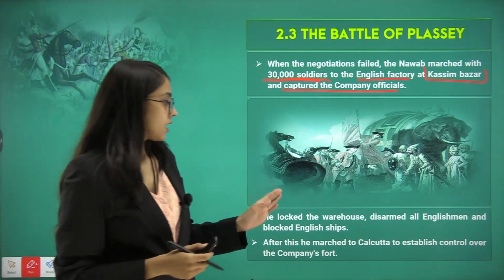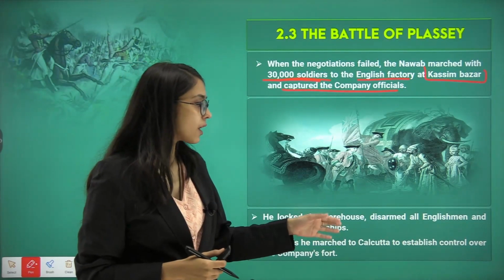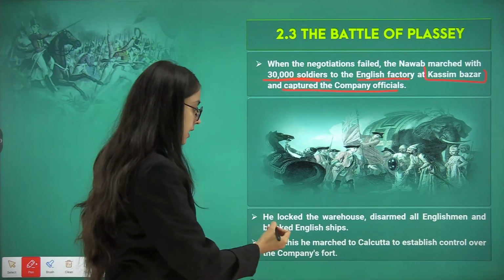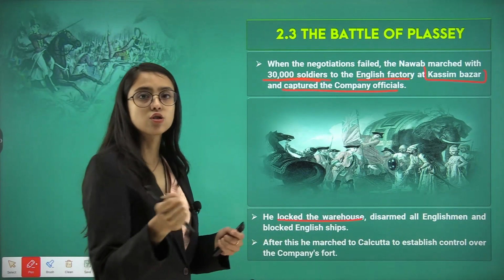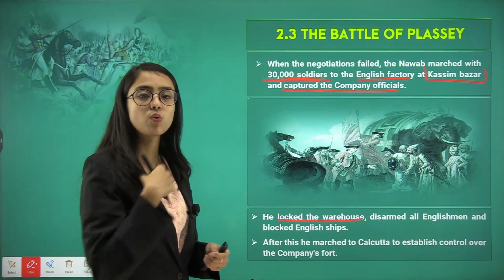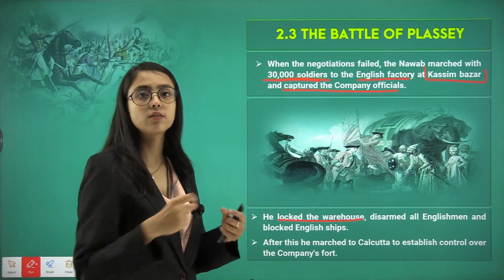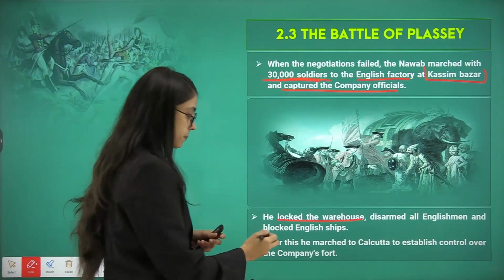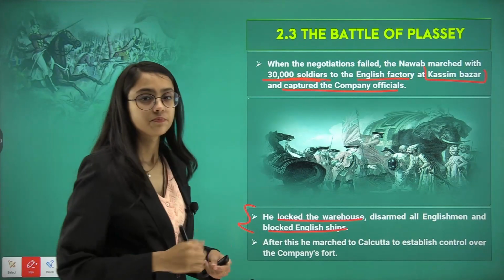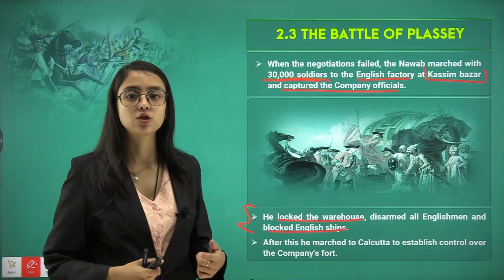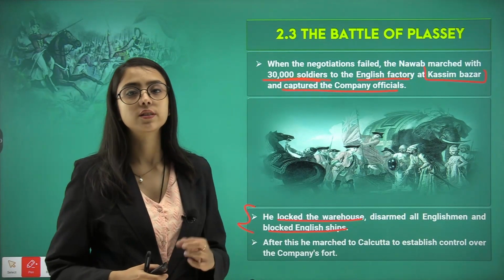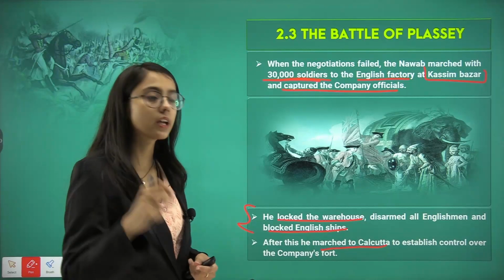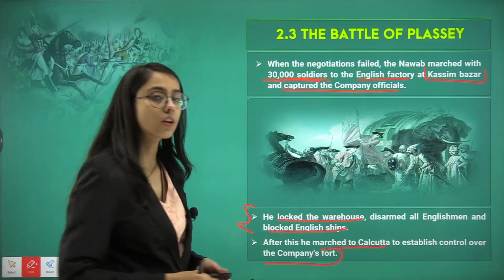He locked the warehouse, disarmed all Englishmen and blocked English ships. So the Englishmen working in the factory and the warehouse were all captured, and the way for the English ships was blocked. After this, he marched to Calcutta to establish control over the company's fort. So what did the Nawab do? He marched to Calcutta in order to gain control of the company fort as well.